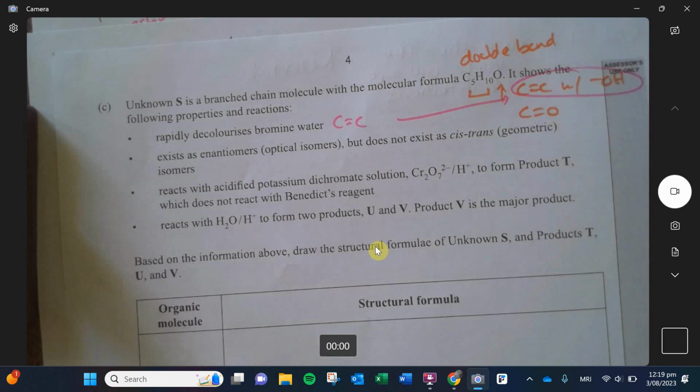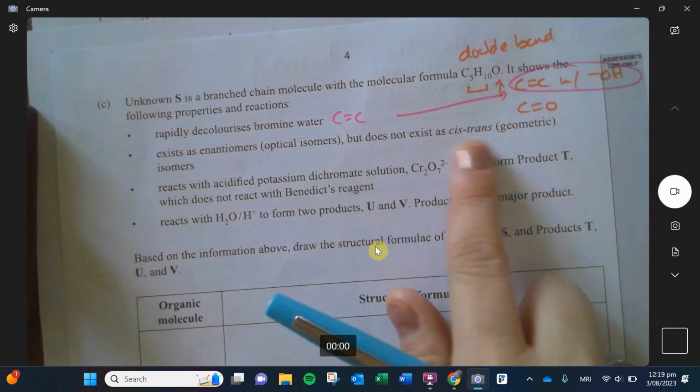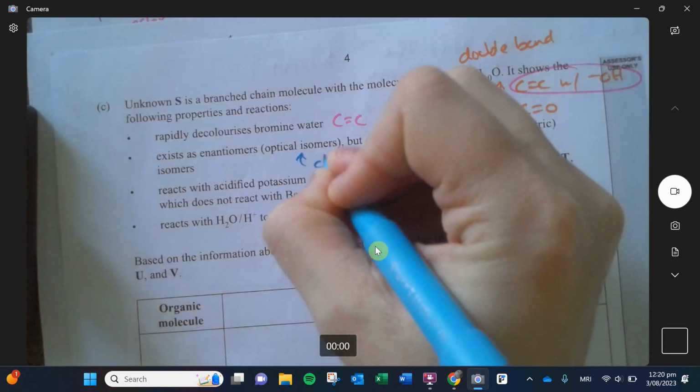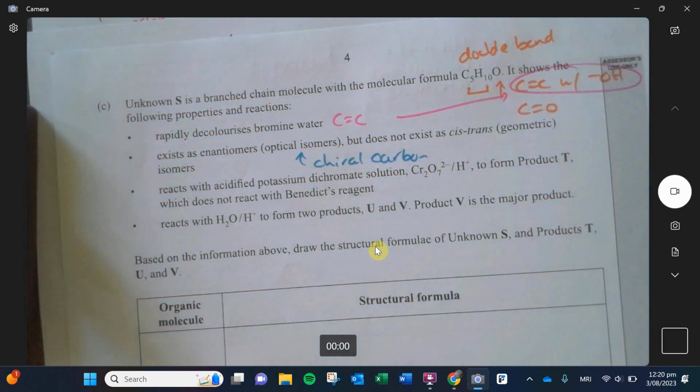Okay. Next thing on here is that it exists as enantiomers, optical isomers, but does not exist as cis-trans isomers. That gives me a hint on where the double bond is located. It also gives me a hint on how we make our chiral carbon. So basically, I need to create a molecule that has 4 different things attached to it.